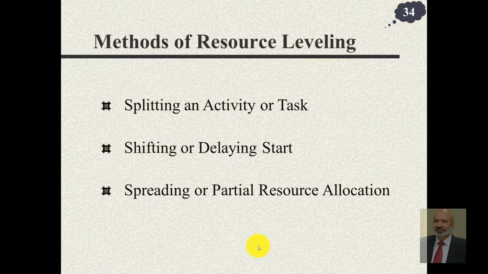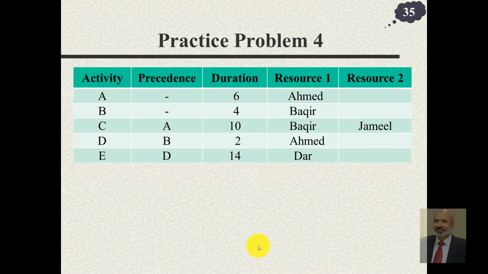There are 3 methods to do that. One is splitting an activity or task. The second is shifting or delaying start of an activity. And third one is spreading an activity over time or partial resource allocation. Let's look at these one by one. And for that I pick another problem. Let me call this practice problem number 4.